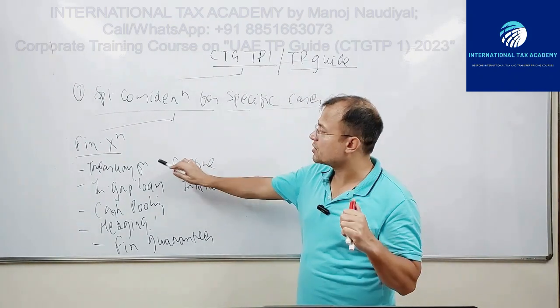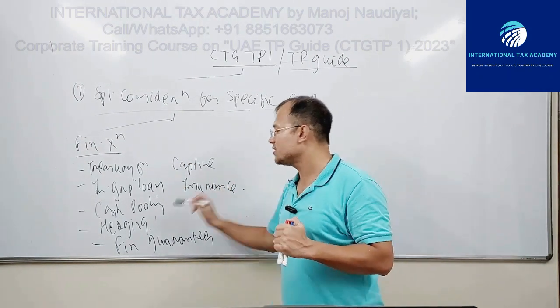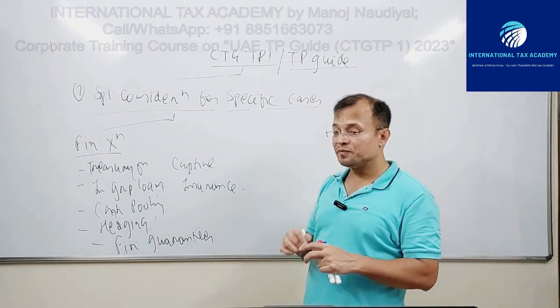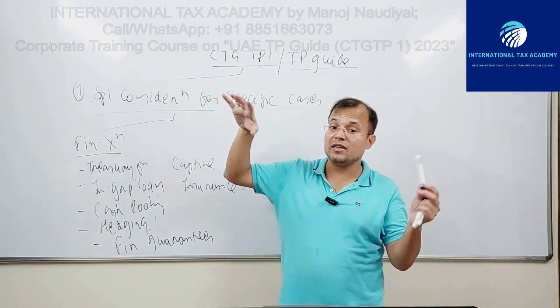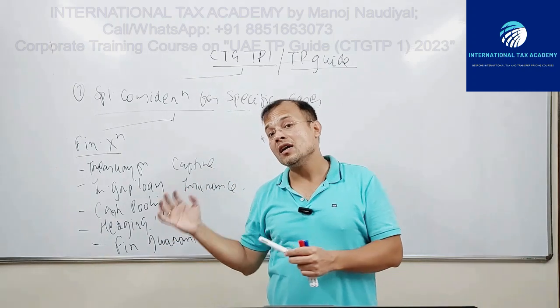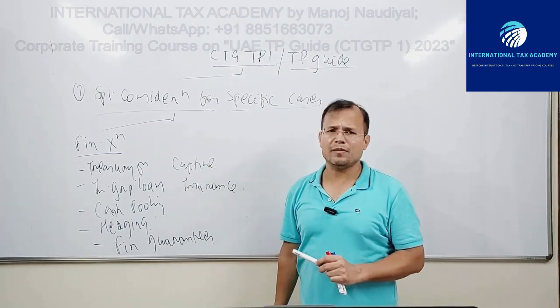Fine. So these financial transactions are mentioned here: treasury, intergroup loans, cash pooling, hedging, financial guarantees, captive insurance. This subsection, the first subsection of section 7, deals with ensuring that the conditions of these certain financial transactions are consistent with the arm's length principle. Fine.